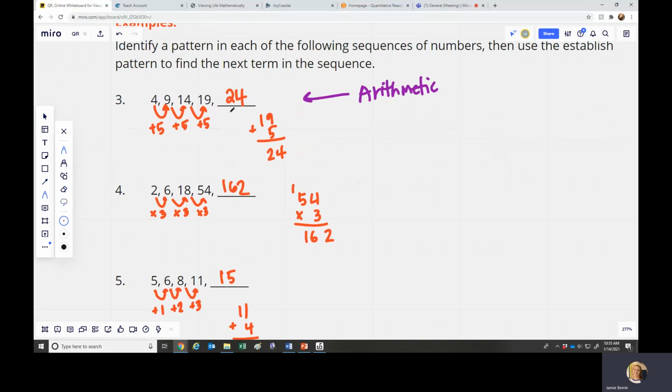Here we were multiplying by 3 each time, so that's arithmetic. That's an arithmetic sequence. You're doing the same thing every time.